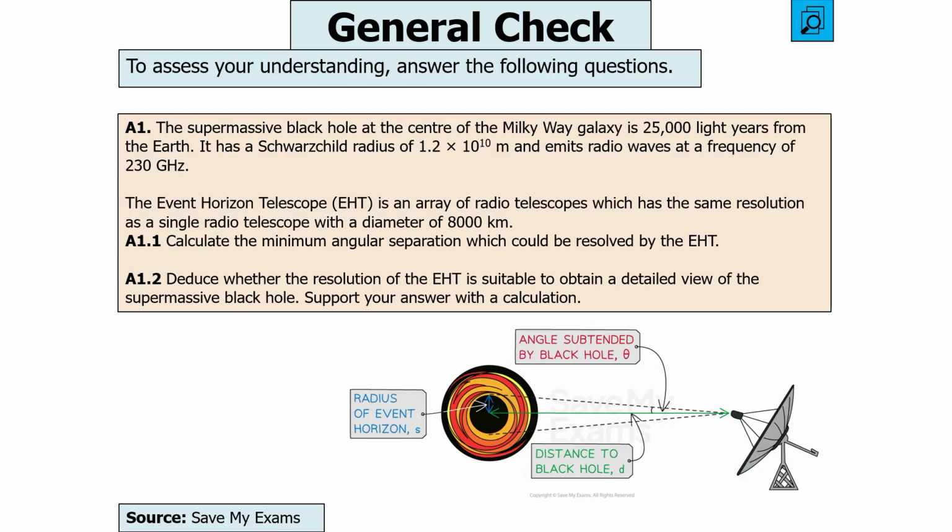The next question says, the supermassive black hole at the centre of the Milky Way galaxy is 25,000 light years from the Earth. It has a Schwarzschild radius of 1.2 times 10 to the 10 metres and emits radio waves at a frequency of 230 GHz. The Event Horizon Telescope is an array of radio telescopes which has the same resolution as a single radio telescope with a diameter of 8,000 kilometres. Calculate the minimum angular separation which could be resolved by the EHT, then deduce whether the resolution of the EHT is suitable to obtain a detailed view of the supermassive black hole. Support your answer with a calculation. So pause the video now, then unpause the video when you want to go through your answer.